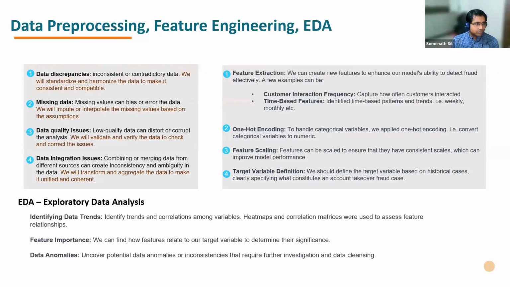Yeah, null values, wrong data. Yes, wrong data, null values, those kind of things. So that's the data discrepancies and data quality issues I'm talking about. So those things we need to remove. How do we need to remove them?